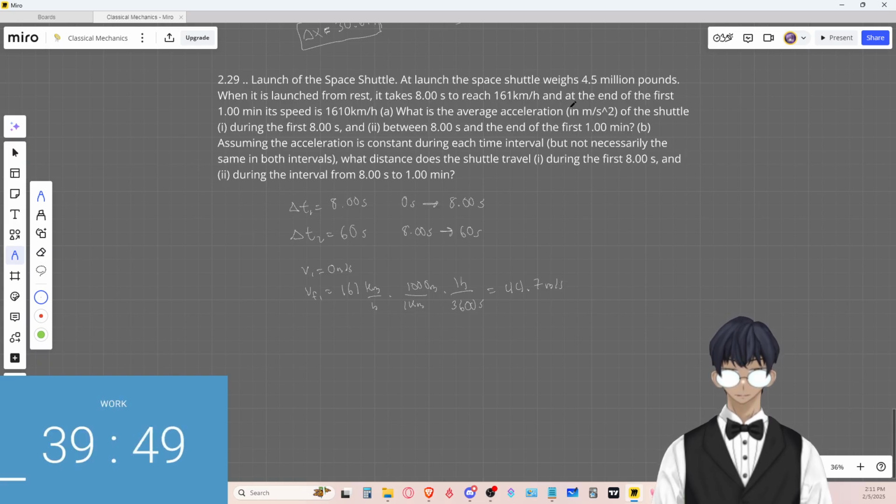So, because I put F1 here, obviously this is going to be the first final velocity that we deal with, but then it's going to change into another velocity. And at the end of the first minute, its speed is... so we'll put this as final velocity F2. So 1,000 kilometers per hour. So this will definitely be a lot. 1 kilometer times 1 hour.